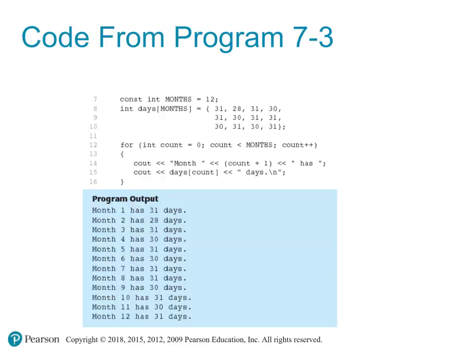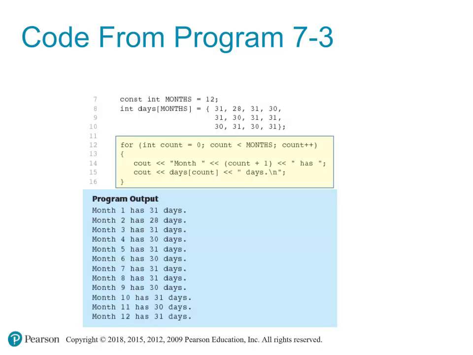The program begins by declaring a constant named month, set to 12, representing the number of months in a year. An integer array days is initialized using a list. Each element in the array represents the number of days in the corresponding month. A for loop is used to iterate through the array.